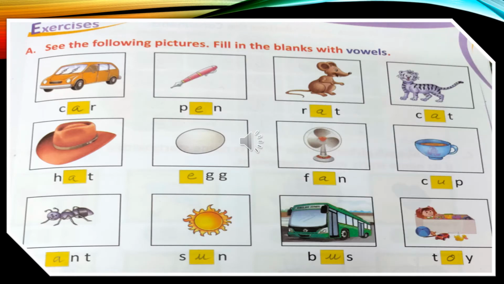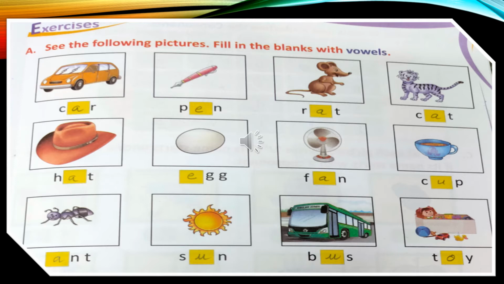Our first exercise is exercise A. See the following pictures, fill in the blanks with vowels. This exercise we will do in the book. The first picture is of car. C and R is written and there is a blank space in the middle. We have to fill in these blank spaces with correct vowels. So car is C-A-R, so we will write A in the middle, the blank yellow space.